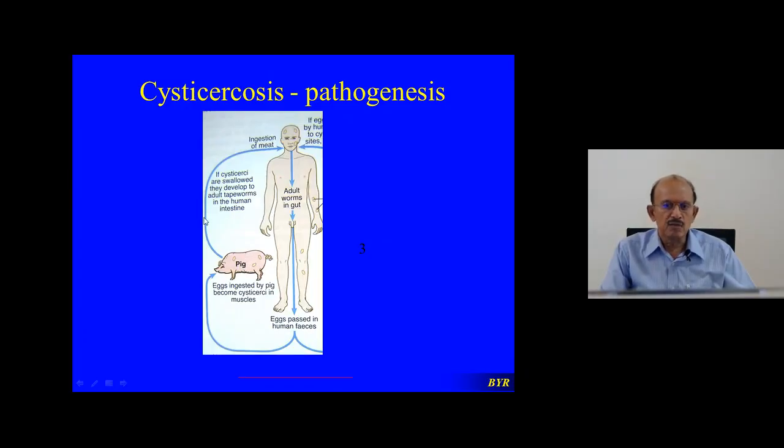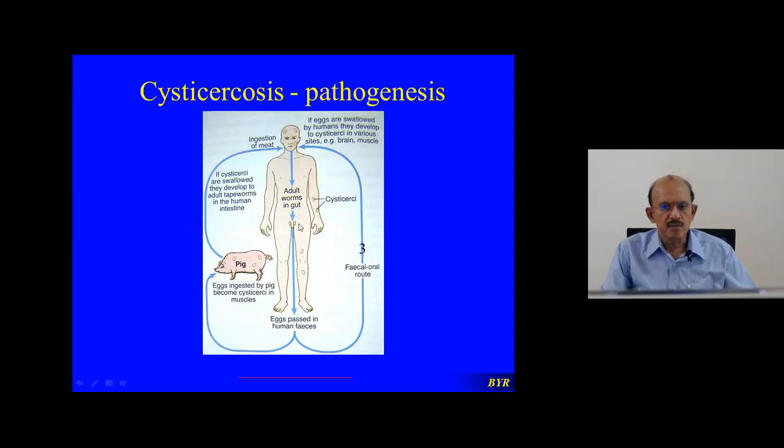When this pig flesh is eaten by man, these larvae, which are in the form of cysts, will enter the intestine and differentiate into adult tapeworms. That is the normal course of the life cycle of Taenia solium.